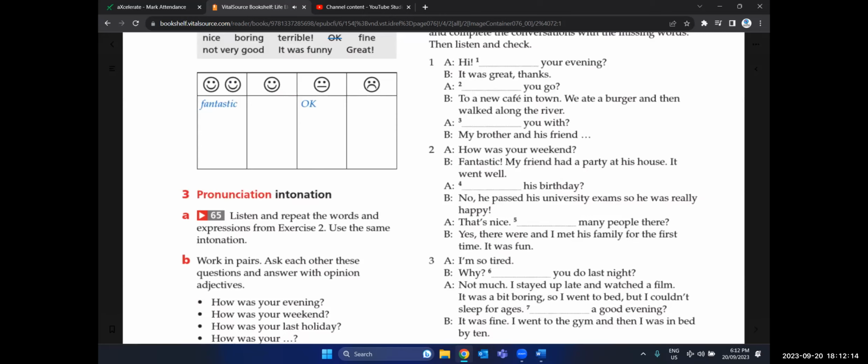Conversation 3. I'm so tired. Why? What did you do last night? Not much. I stayed up late and watched a film. It was a bit boring, so I went to bed. But I couldn't sleep for ages. Did you have a good evening? It was fine. I went to the gym and then I was in bed by 10.